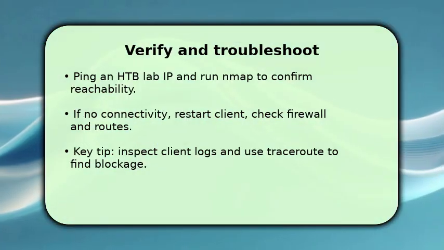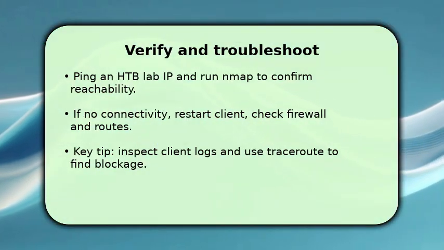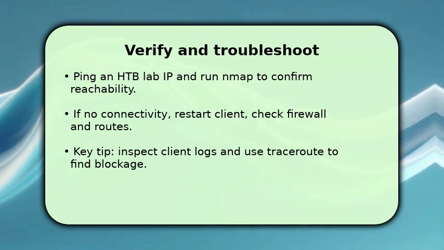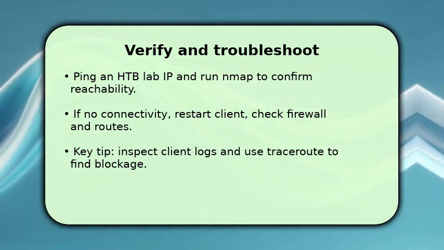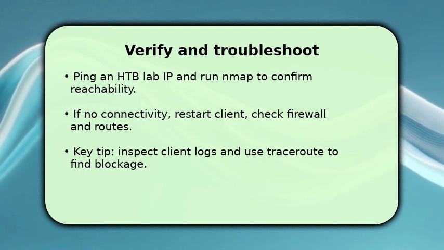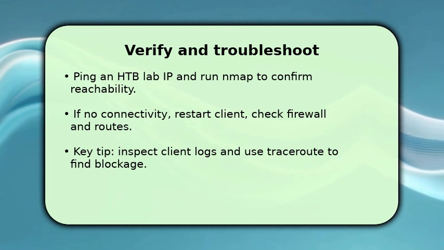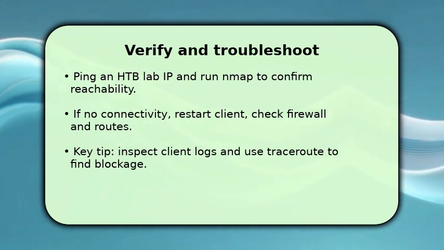Finish by verifying access. Ping a known HTTP host and run a quick Nmap scan to ensure services respond. If you can't reach targets, stop and restart the VPN client, then recheck local firewall rules and the routing table to ensure traffic goes via the TUN adapter.